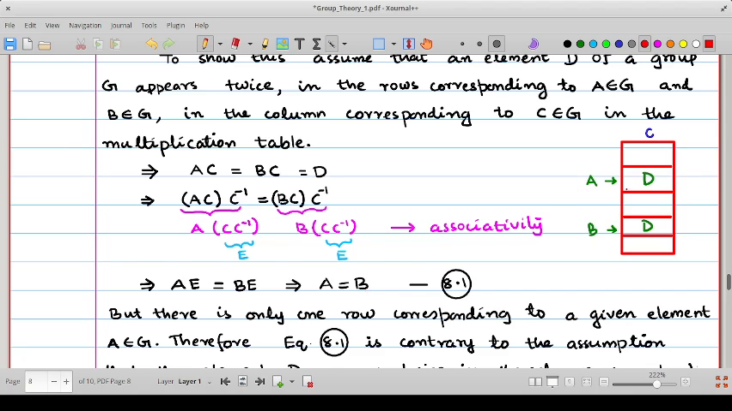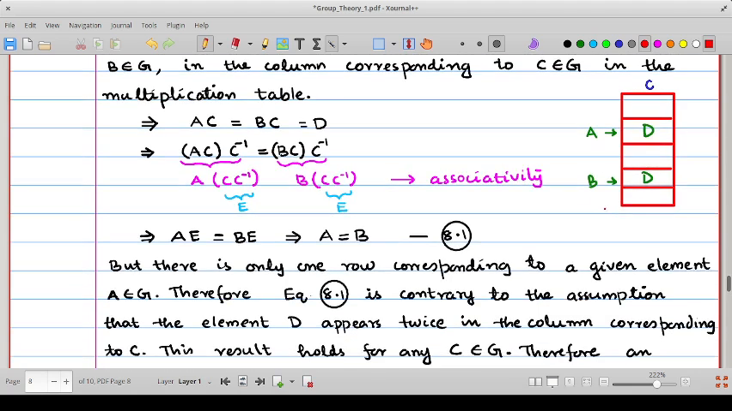So that means if a particular element D appeared twice in a column, then the corresponding row elements are the same. But in a group multiplication table, every element appears only once in a row, because the row labels correspond to the elements of the group, and we only have one row for each element. So obviously this cannot be true.